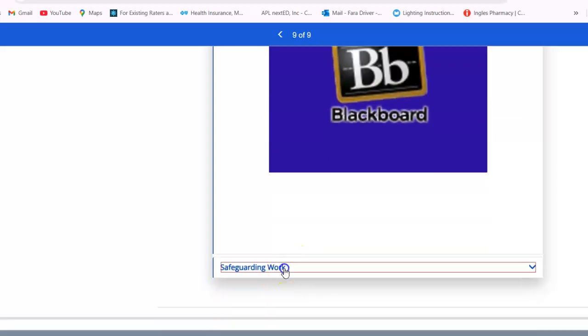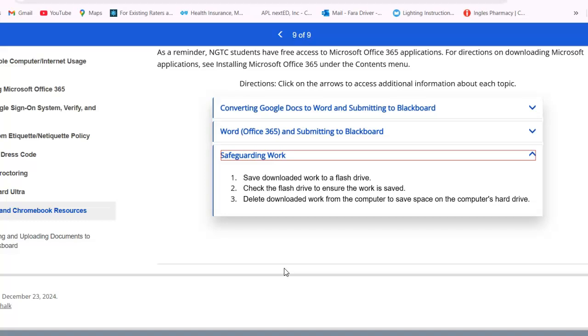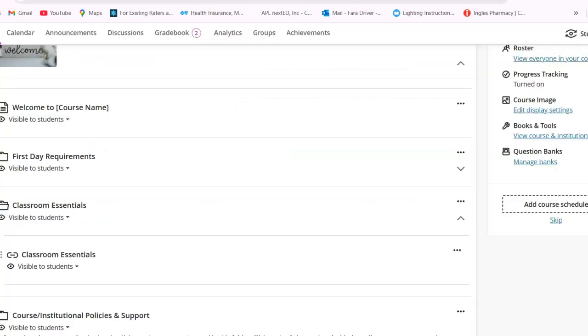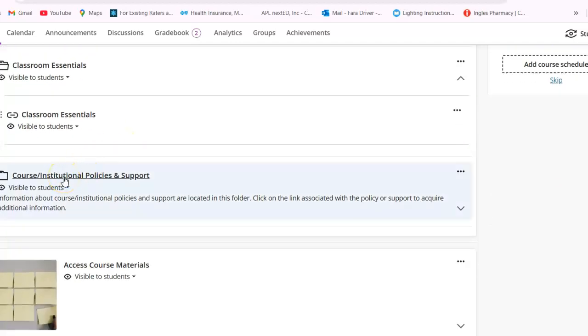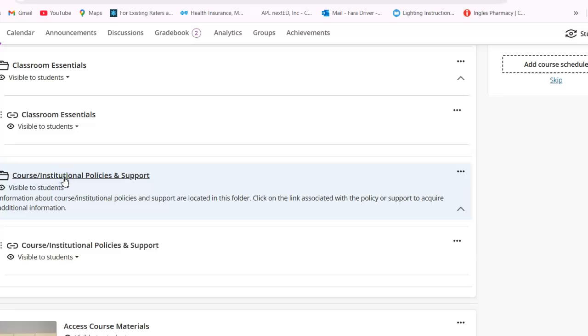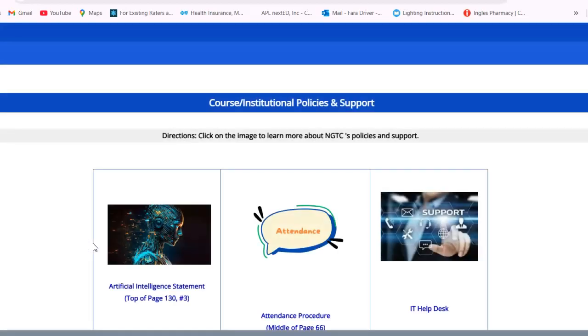And then safeguarding your work, making sure you have an actual copy of it by saving it to a flash drive or to something, even if it is the hard drive of your computer, where you can access it later. So that is a very important instruction point. I encourage you to read through all of these because they are all policies put forth by the university and the distance learning institution itself. And then there are also these course and institutional policies and support. And I want to go to this because this is where we're going to come up on something that is going to be a major part of this discussion.